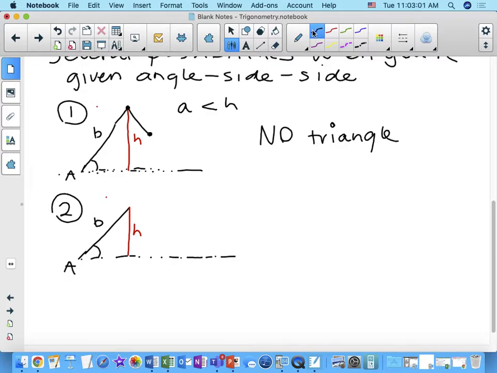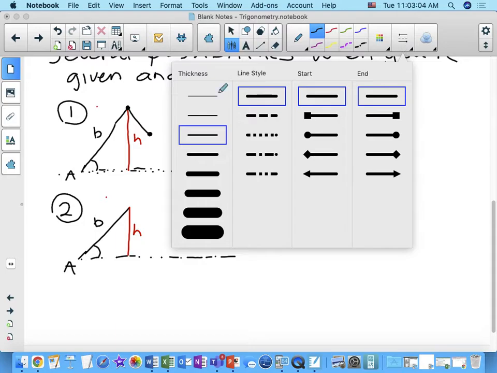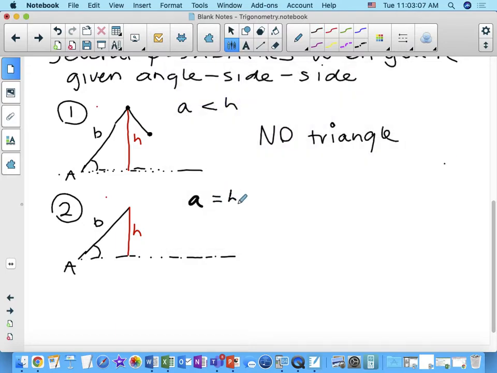Now A equals H. So if the opposite side to angle A is the same length as the height, how many triangles could I get? Yeah, 1, exactly. I'm going to get 1 triangle, and in fact, it would be a right triangle, right? This would also be side A. They're overlapping. And I would get 1 triangle, and it would be a right triangle.